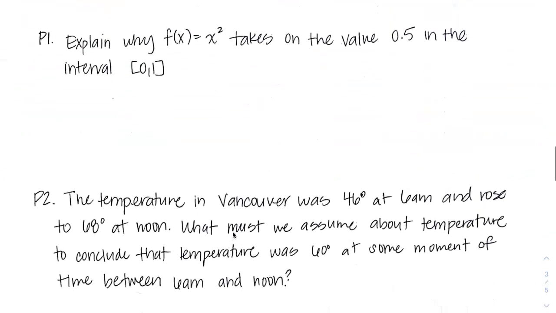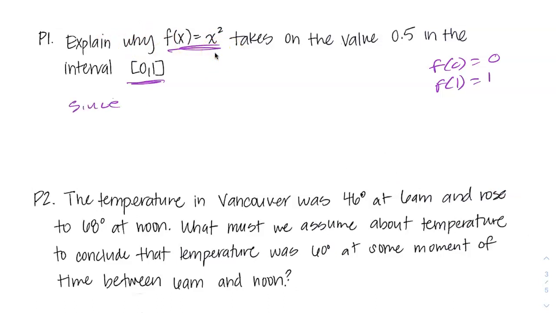Next one. Explain why f(x) = x² takes on the value of 0.5 in the interval [0, 1]. So again, more of the same, just more practice. I'm just going to do it real quick. I should check the endpoints first. f(0) is 0. f(1) is 1. Just plugging them into the equation real quick. So it does work.